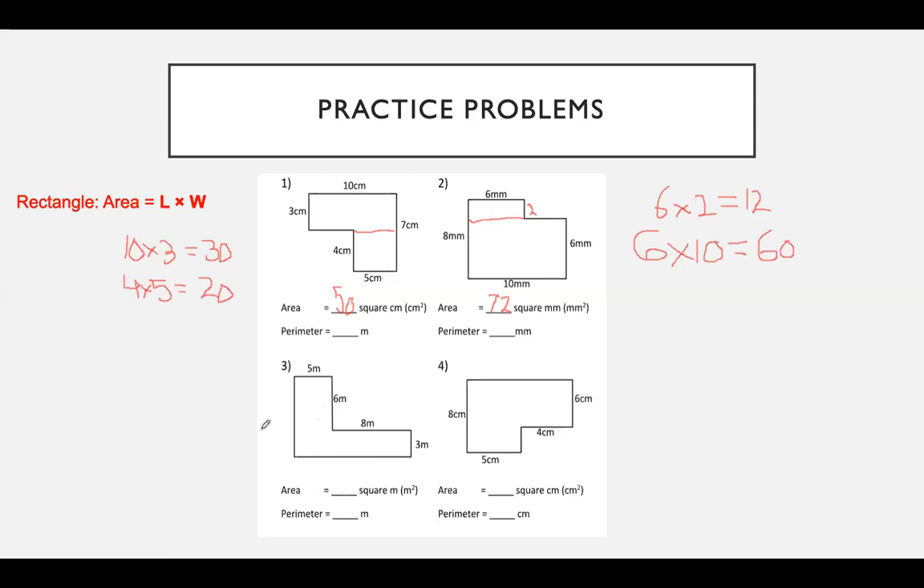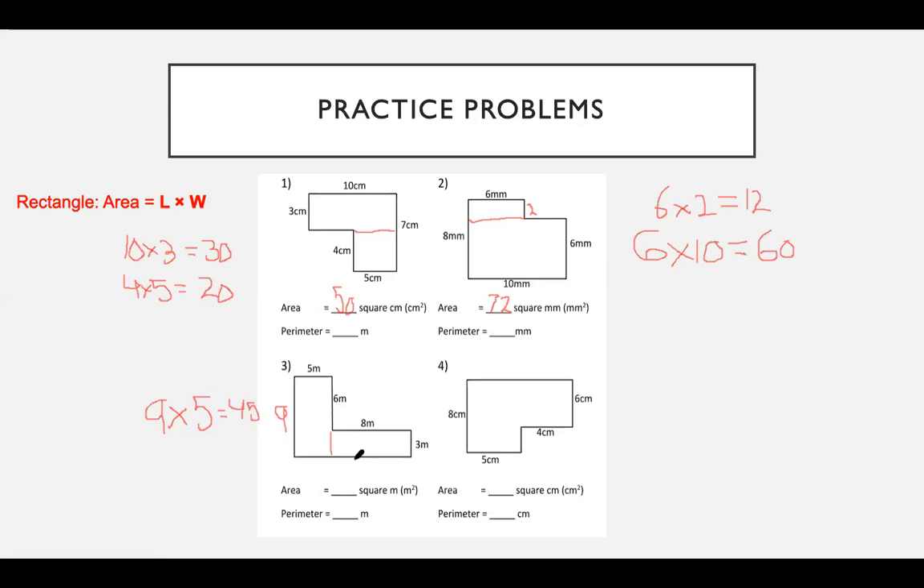Now for these two shapes, once again, same idea, divide them up. Here we have two rectangles. We know this side is 5. We don't know this side. However, we know that from here to here is 6, and then from here to here is 3. So we can just do 6 plus 3. That gives us a value of 9. Now we just do 9 times 5, so 9 times 5 is equal to 45.